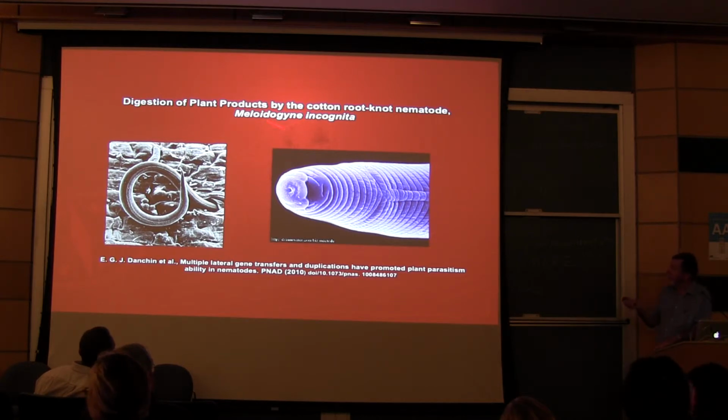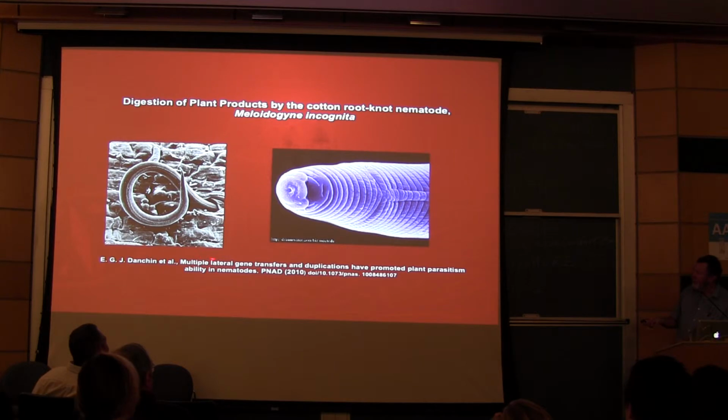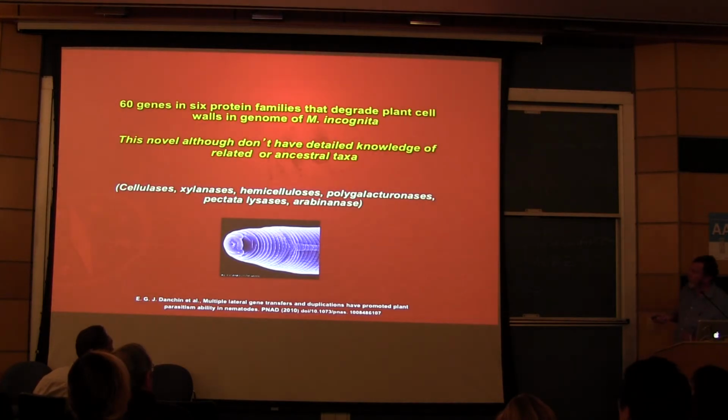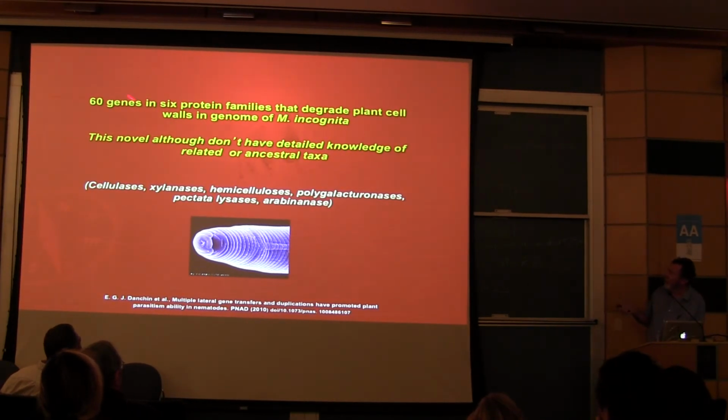Digestive plant products are the cotton root nematode. This is a nematode which invades the roots of cotton plants. And this wonderful study came out a couple of years ago. Multiple lateral gene transfers and duplications have promoted plant parasitism in nematodes. So the two concepts then are multiple lateral gene transfer and gene duplication. Okay, so here we have 60 genes and 6 protein families that degrade plant cell walls in the genome of this nematode. 60 genes, 6 protein families.